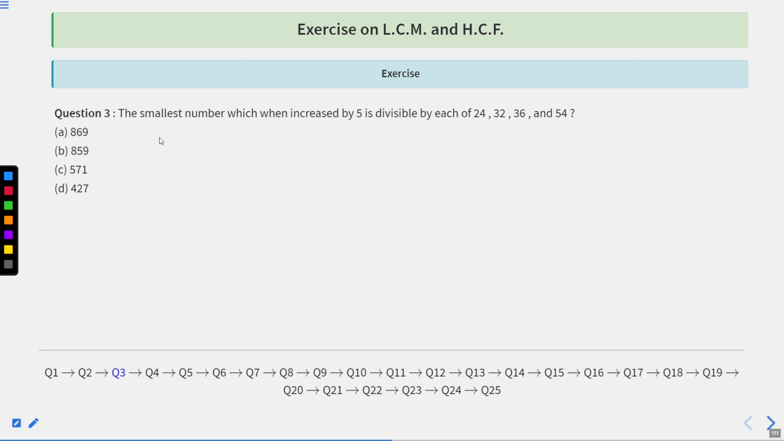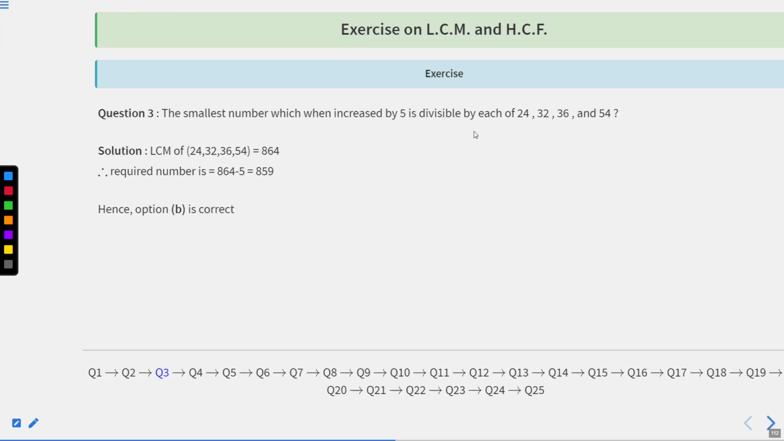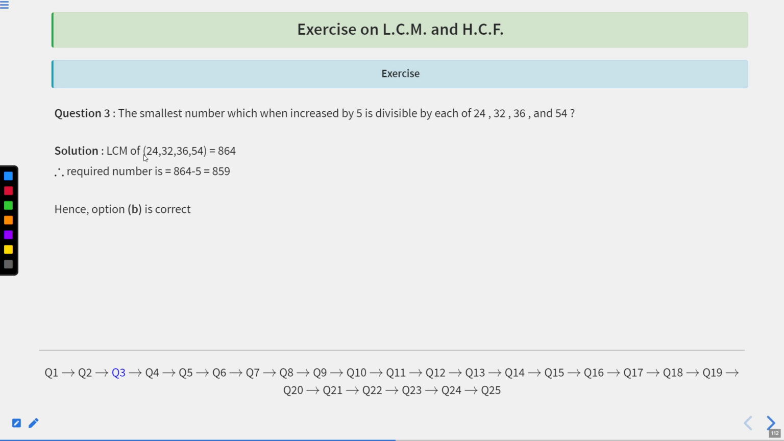Let us move to question number 3. The smallest number which when increased by 5 is divisible by 24, 32, 36 and 54. The solution: LCM of 24, 32, 36, 54 is given by 864. Therefore, the required number is 864 minus 5, that is equal to 859. Hence, the correct option is option number B.